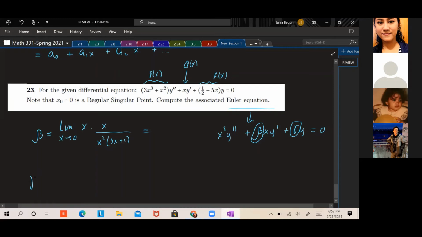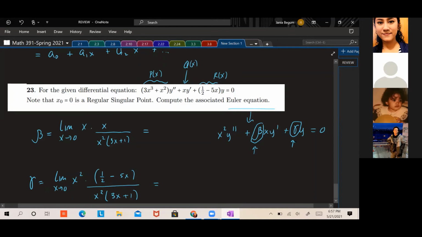And then for gamma, we take the limit as x approaches 0 of x squared times r. That would be 1/2 minus 5x over p. Again, I'm going to factor out the x squared, so that's 3x plus 1. And that will be your gamma. Whatever those numbers are, you plug them in right here, and that will be the corresponding Euler equation.